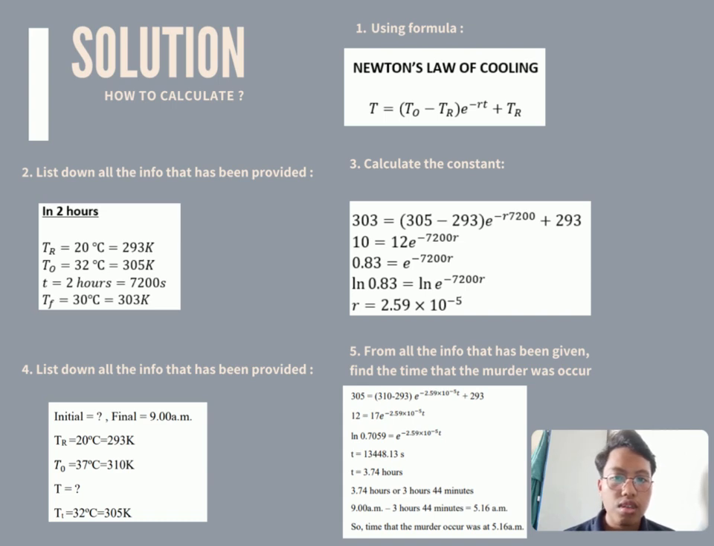After that, we convert to hours and we get 3.74 hours, which is equal to 3 hours and 44 minutes. 9 a.m. minus 3 hours and 44 minutes, and we get the time that the murder occurred was at 5:16 a.m. That's it for me.